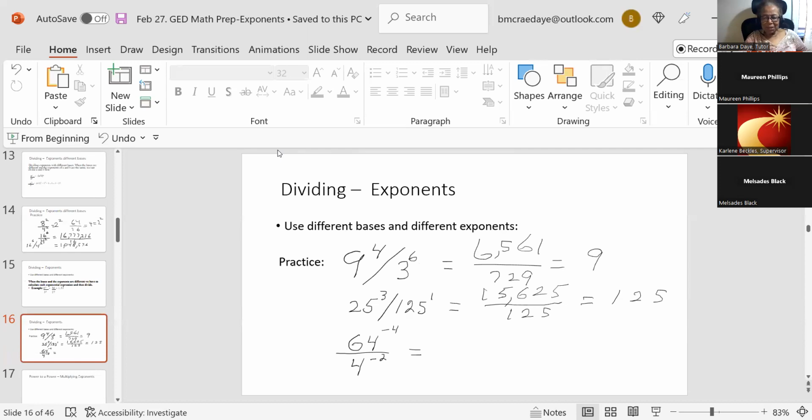Mercedes, you're on a roll. What about the next one? My answer is 0.000006.